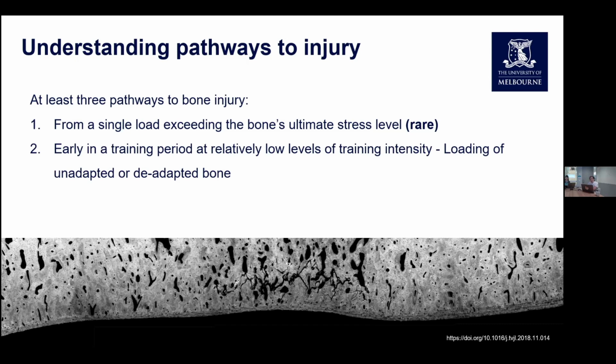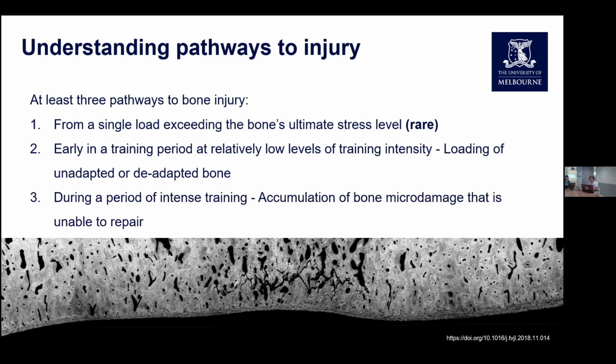More common are those that occur early in a training period at relatively low levels of training intensity, and that is loading of unadapted or de-adapted bone, particularly coming back after a layup, for example, or for horses starting their career. And 3, during periods of intense training, and those generally occur in older horses further along in their career, and that's the accumulation of bone microdamage that hasn't had a chance to repair because they haven't been given enough layups or rest periods.